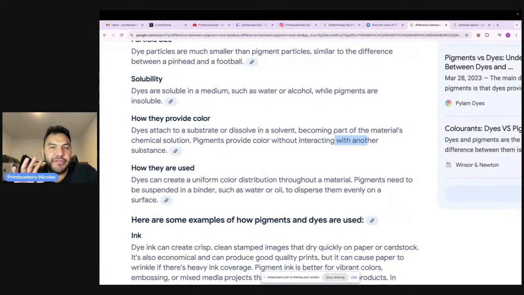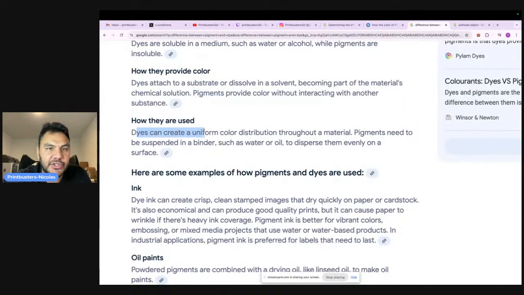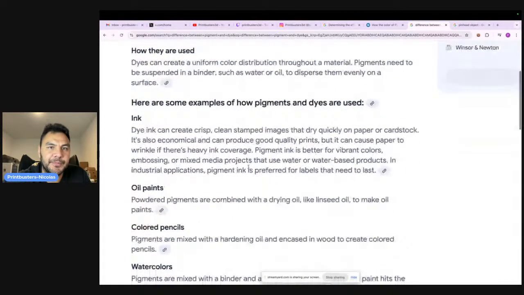I don't know, but the fact that they interact differently. So one interacts. The dye is solely part of the chemical solution, and the pigment doesn't interact with the substance. So maybe that will also define whether it will affect the filament performance or not, whether you are using dye or pigments. Dyes can create a uniform color distribution throughout the material. Pigments need to be suspended in a binder, such as water or oil, to disperse them evenly on the surface.